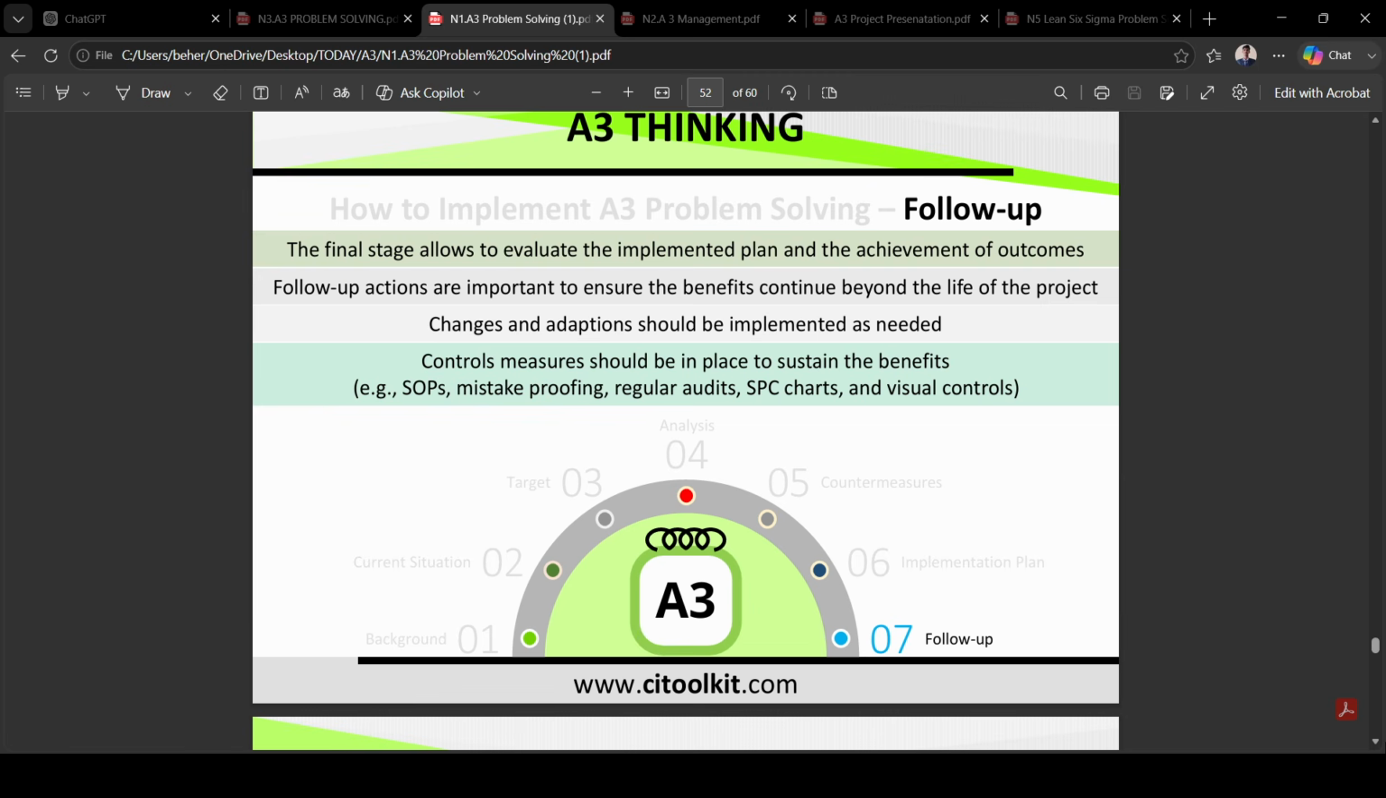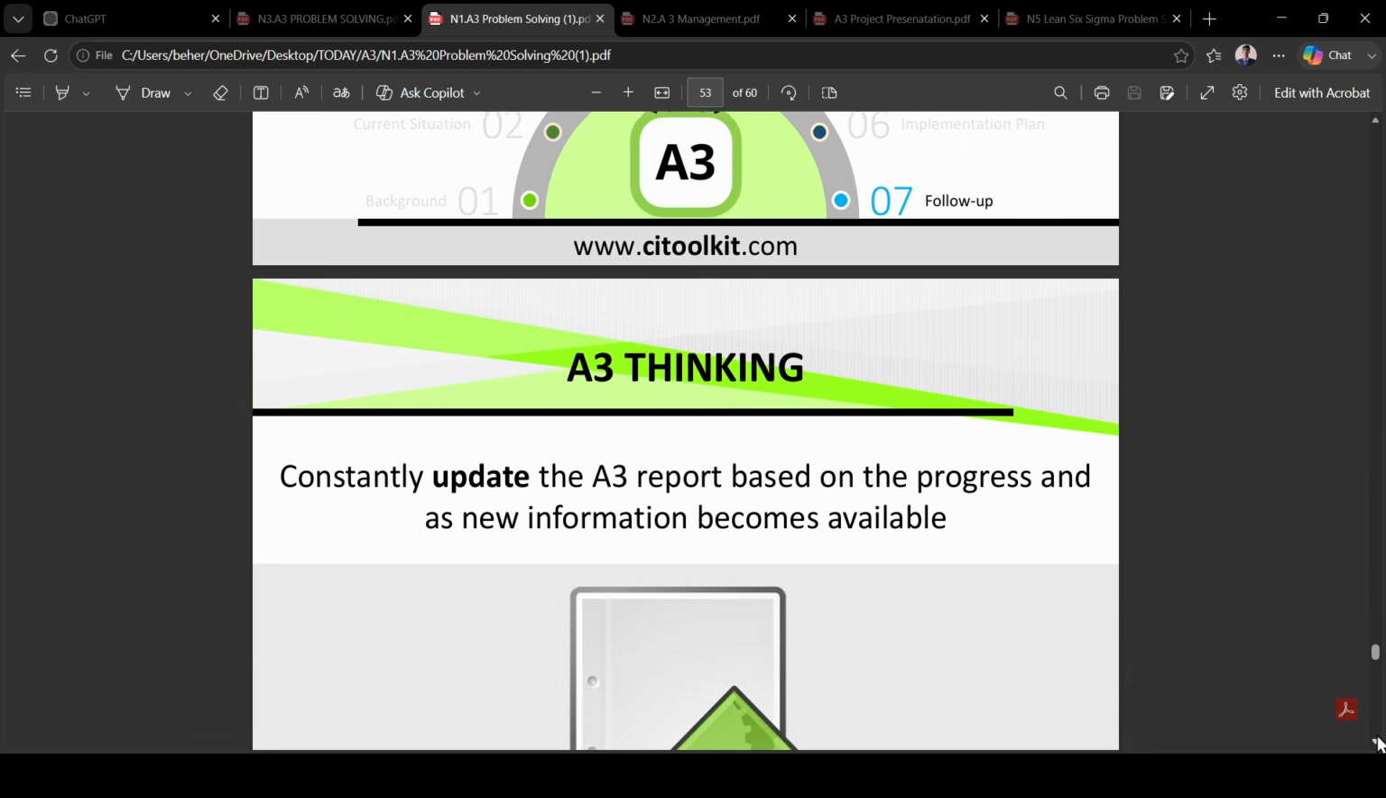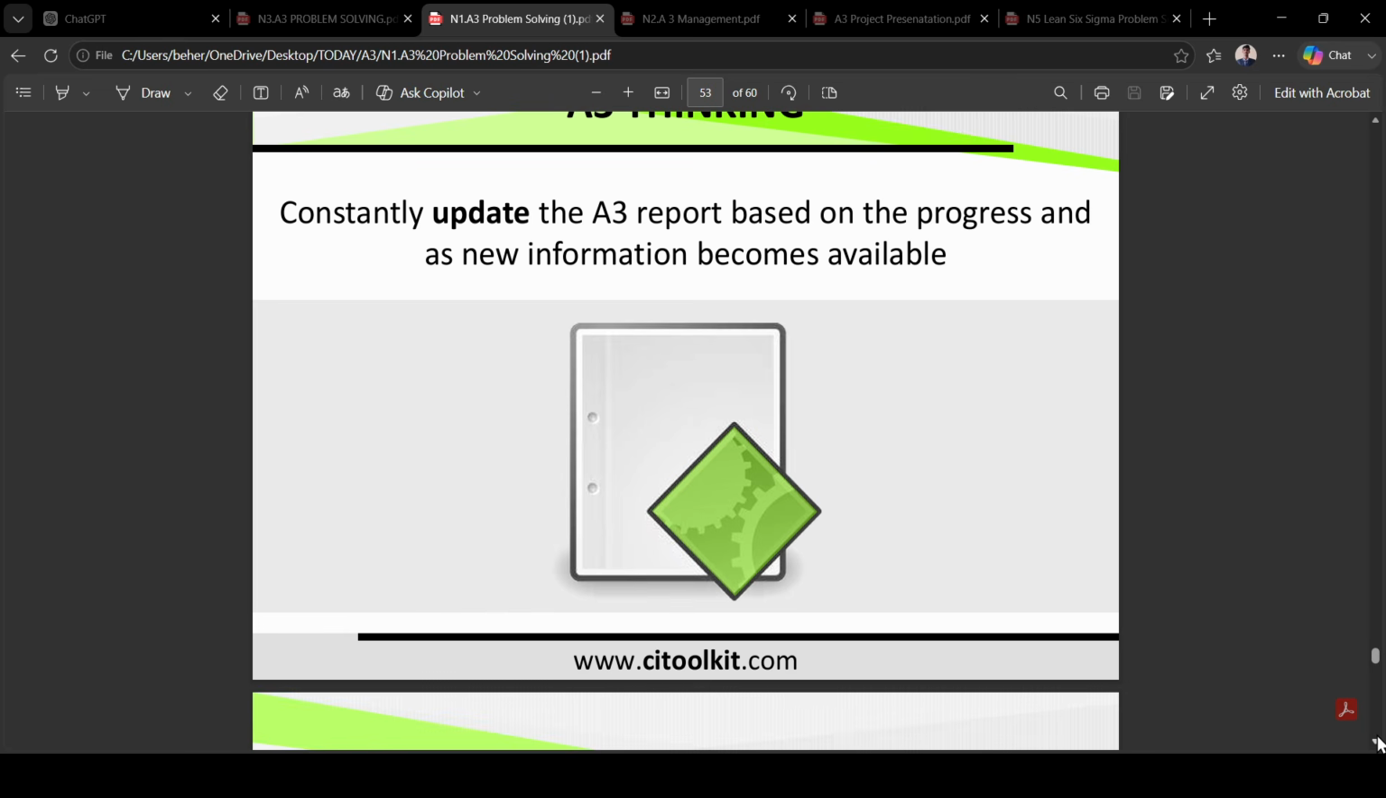Follow up. The final stage allows you to evaluate the implemented plan and the achievement of the outcomes. Follow-up actions are important to ensure benefits continue beyond the life of the project. Changes and adaptations should be implemented as needed. Control measures should be in place to sustain the benefits, for example SOPs, mistake proofing, regular audits, SPC charts, and visual controls. Constantly update the A3 report based on the progress and as new information becomes available.